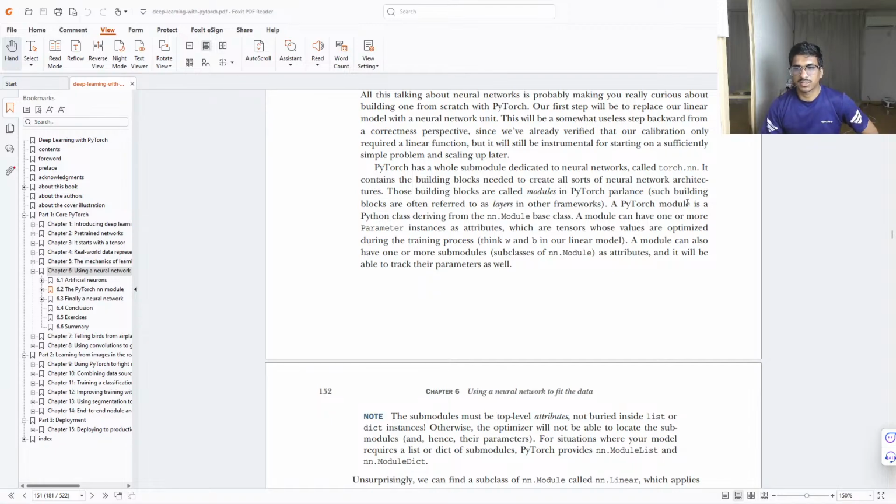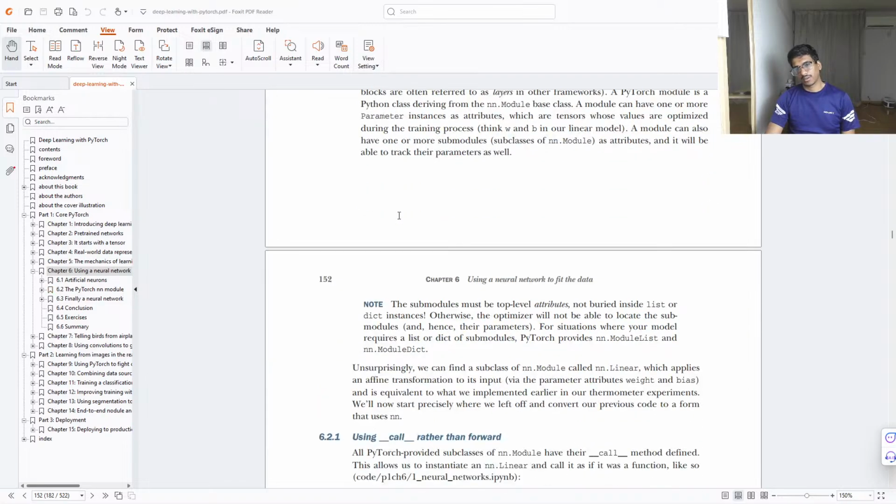A PyTorch module is a Python class deriving from the nn.Module base class. A module can have one or more parameter instances as attributes, which are tensors whose values are optimized during the training process. Think w and b in our linear model. The module can also have one or more submodules, subclasses of nn.Module, as attributes, and it will be able to track their parameters as well.